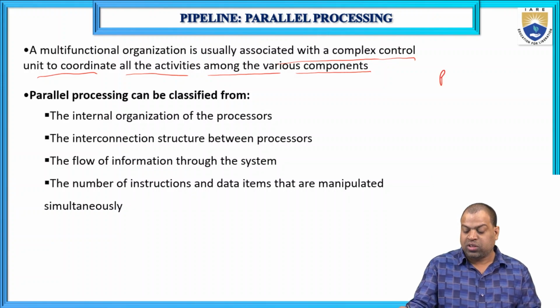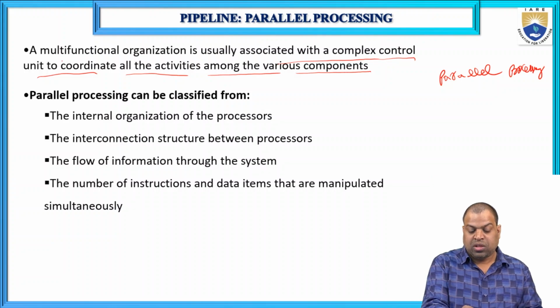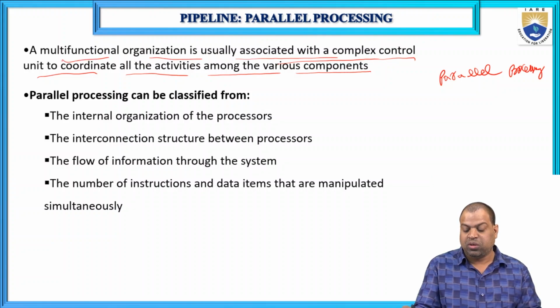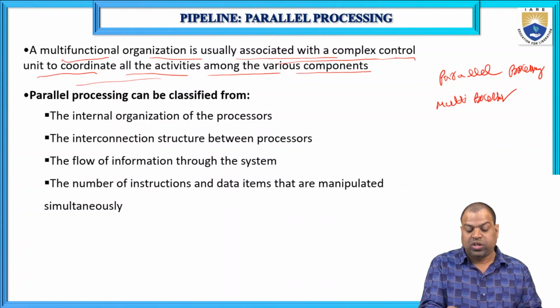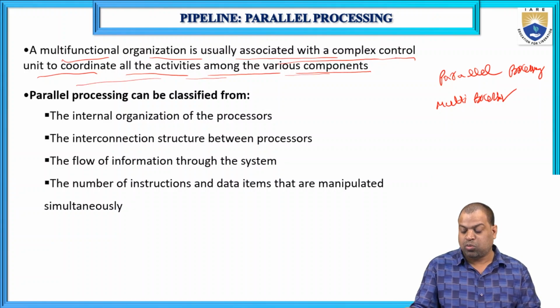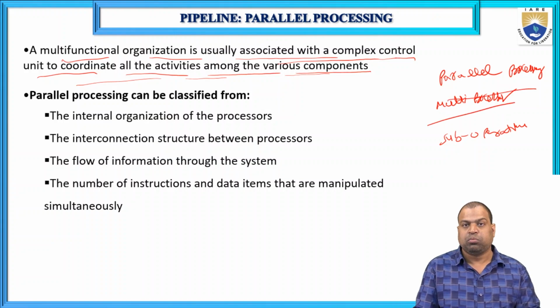So when I'm going for parallel processing, the multi-functional organization, multi-organization means multiprocessors I'm using, and it is associated with a complex control unit to coordinate all the activities among the various components. Why? Because I'm using sub operations. When I'm performing sub operations, then I need multiprocessors or multiple ALUs in parallel processing.